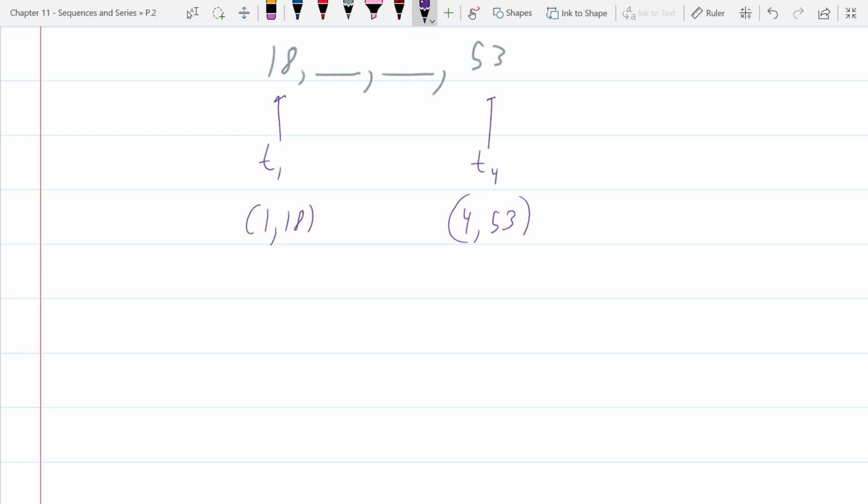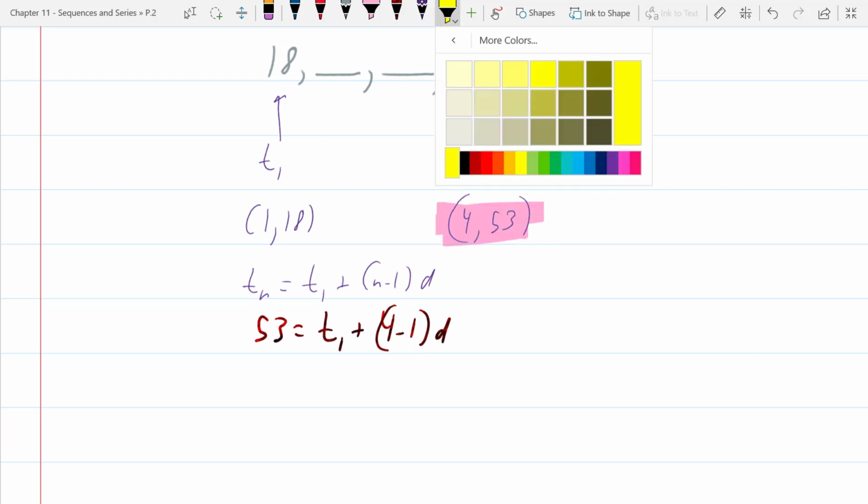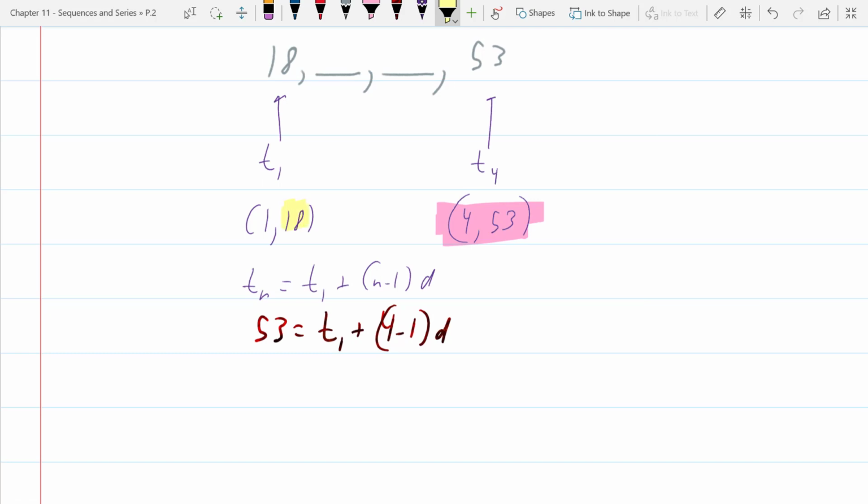Well, I can take the general form of the equation, t of n is equal to t of 1 plus n minus 1 times d. I can substitute this ordered pair into that equation. So 53 is equal to t of 1 plus 4 minus 1 times d. But I also know what t of 1 is. I know that t of 1 is this 18.